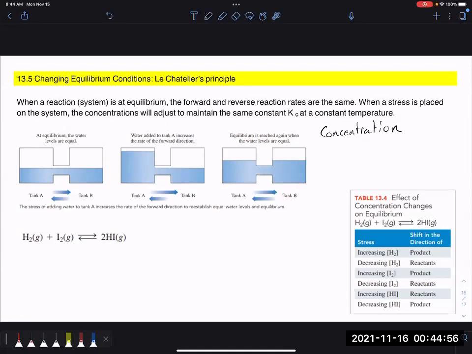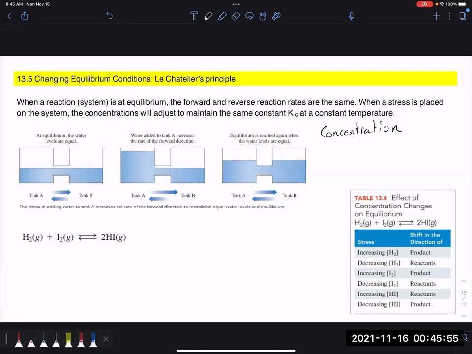So for example, in this example here, we have some system that's at equilibrium. If we imagine that this is water in here, and we add extra water to tank A, that water is going to want to flow over to tank B to level out. And so we'll eventually reach equilibrium again, but at a new water level. The question would be, which direction does the equation shift if we add water to tank A? In this example, if we add water to tank A, then the reaction shifts to the right, or towards the products. If we instead had added water to tank B, then the reaction would shift to the left, or towards the reactants.